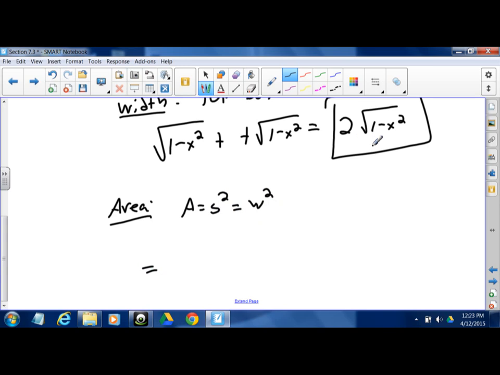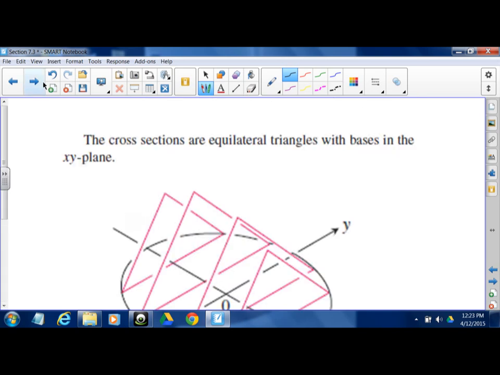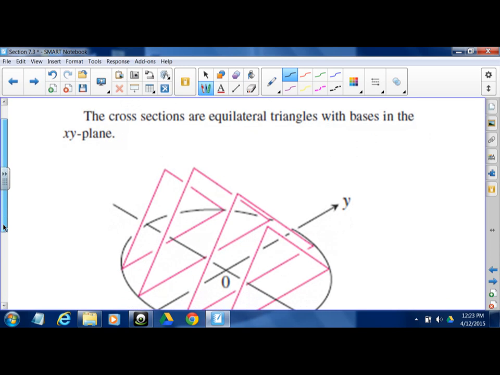And if you square 2 root 1 minus x squared, you get 4 times 1 minus x squared, because the radical goes away. And this right here would be the area of the cross section that was provided to us in the above picture. Okay? So the only thing that changes here is we're just being told exactly what figure we're working with. Alright? It doesn't have to be a circle or a circle with a hole in the middle anymore. It could be anything. It could be anything like equilateral triangles.